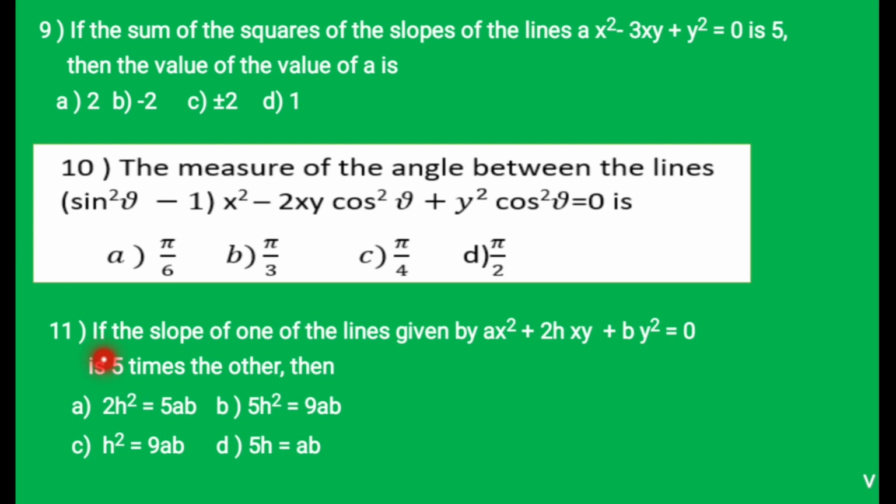Question number 11. If the slope of one of the lines given by ax square plus twice hxy plus by square equals to 0 is 5 times the other, that means here one slope is 5 times the other slope. Option A is 2h square equals to 5ab, option B 5h square equals to 9ab, option C h square equals to 9ab and option D 5h equals to ab.